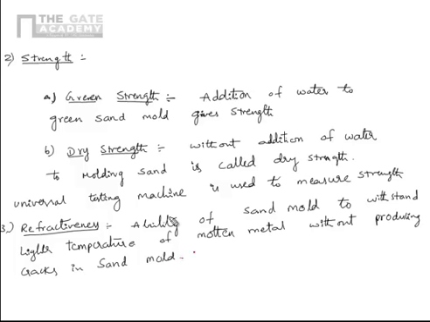Why? If it produces cracks, what will happen? The molten metal will enter into the cracks, and external projections will come on the casting, which is a waste of the material, and it will become a defect. So many things will come into the picture. As we have discussed, refractiveness is increased by adding coal dust. Next, cohesiveness.